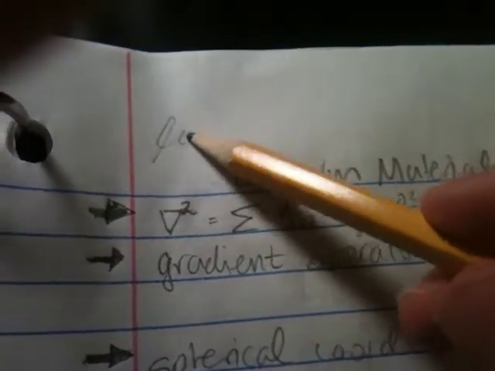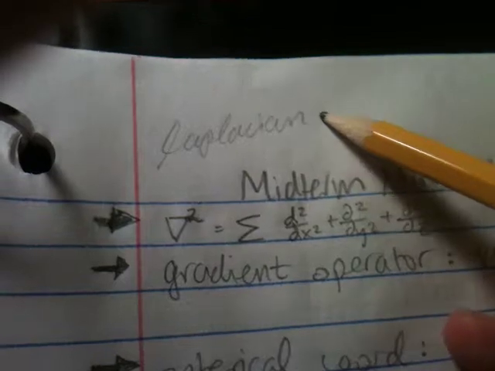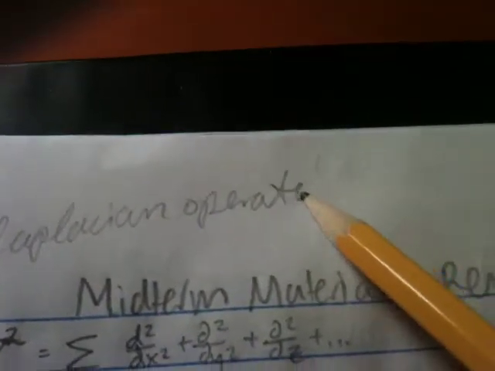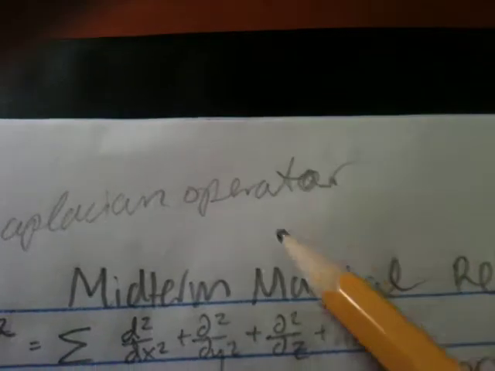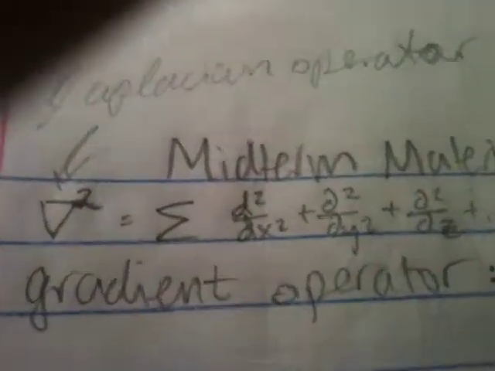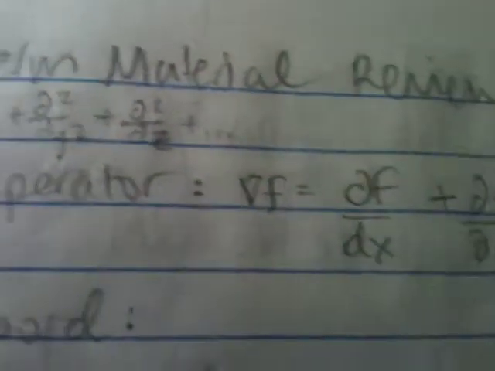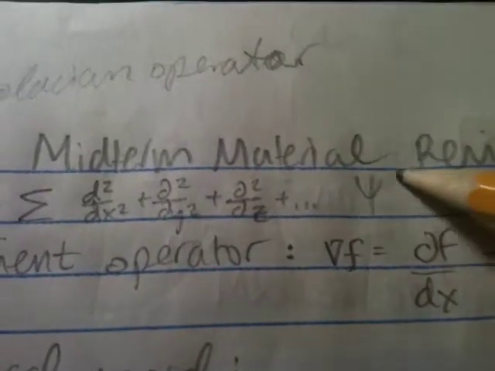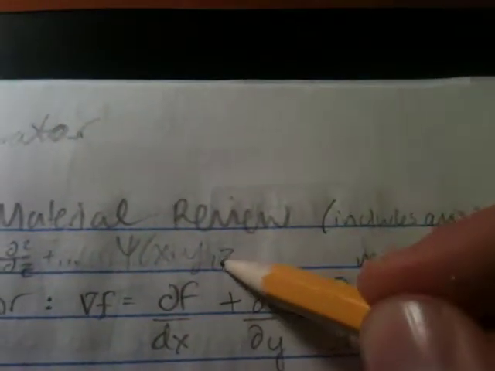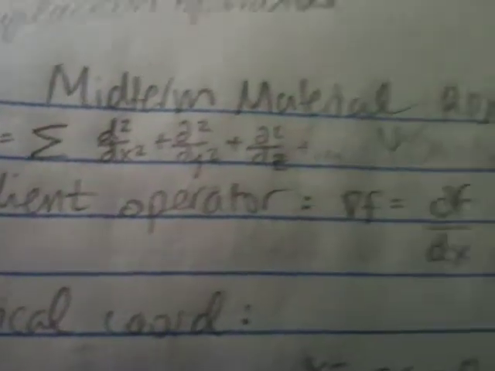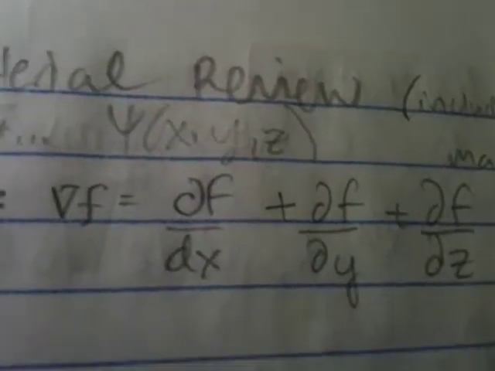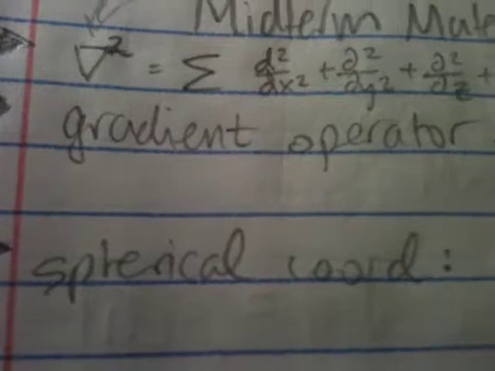Let's see if I can spell this correctly. Laplacian operator. That's what this is. Basically, it's the sum of these partial derivatives that are being applied to something. Let's say psi of x, y, and z. A gradient operator is just partial derivatives. These are the second partial derivatives, so that's the difference between those two.